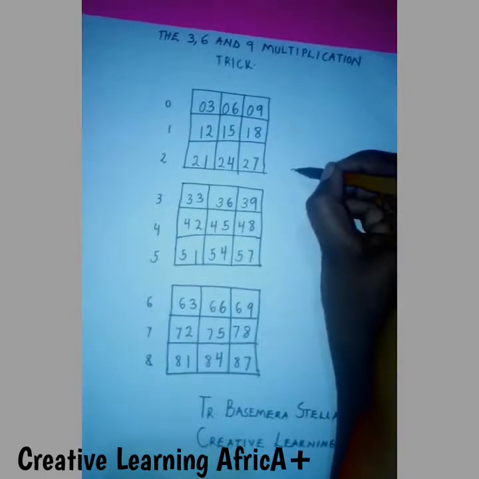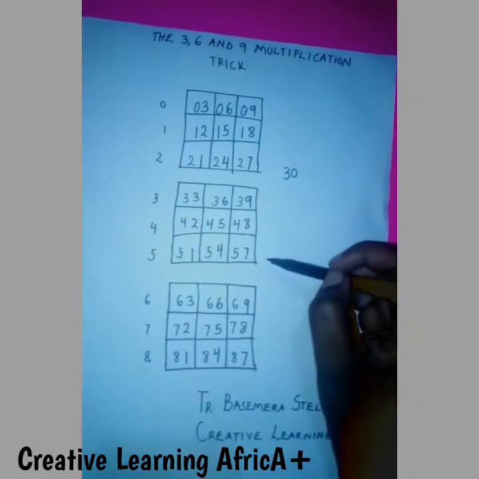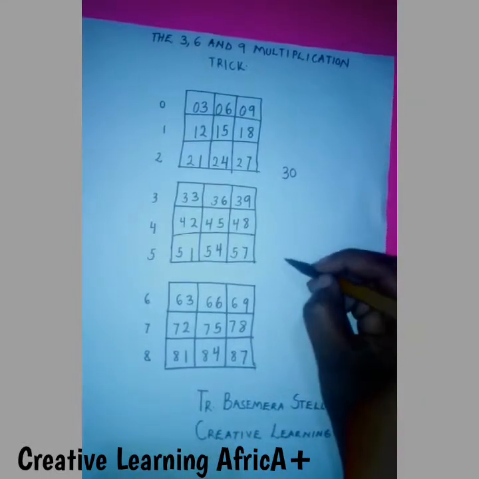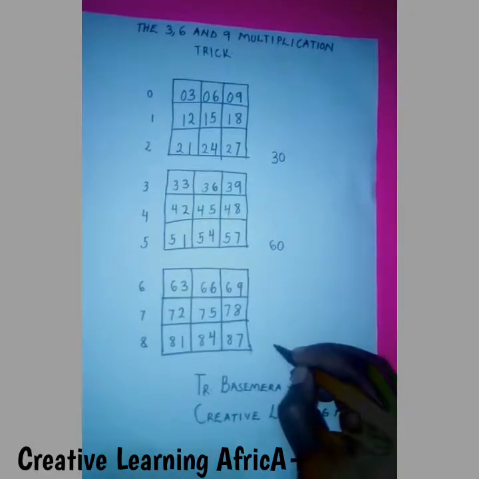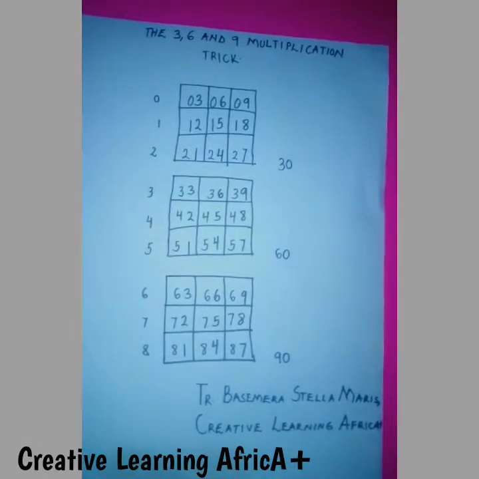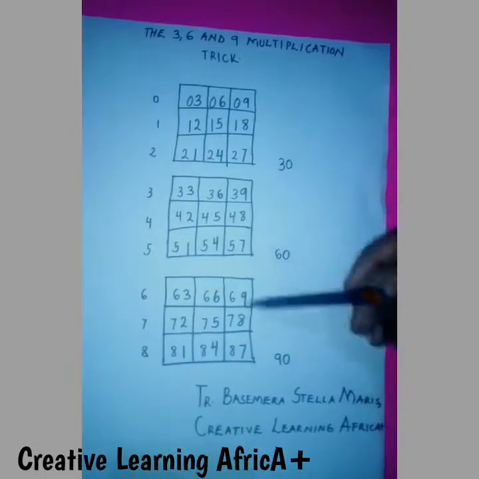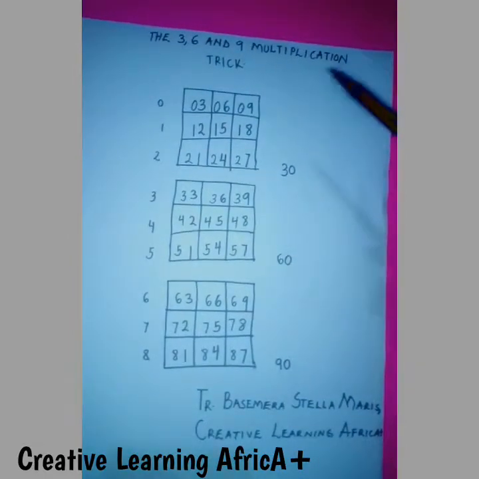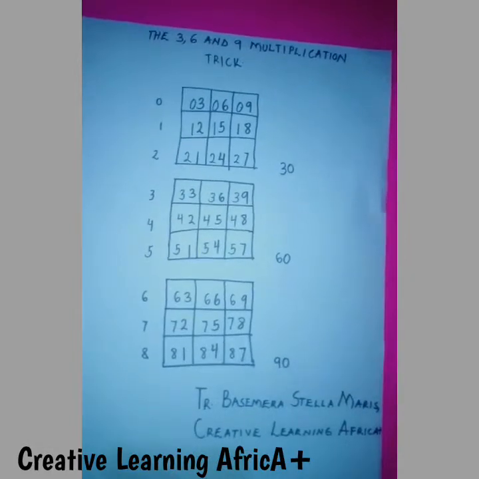So for the answer of 10 times 3, you just write it just aside here. Same applies to when you reach 20 times 3, you write your answer just aside. And when you reach 30 times 3, you write the answer just aside there. Now, that is your 3 times table from 1 times 3 up to 30 times 3.